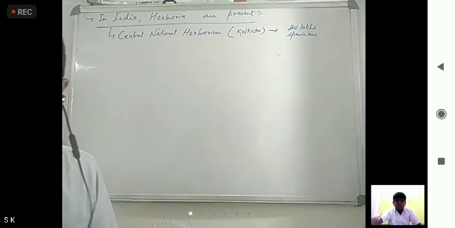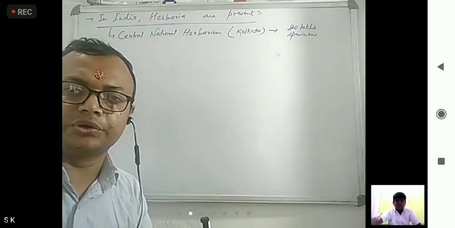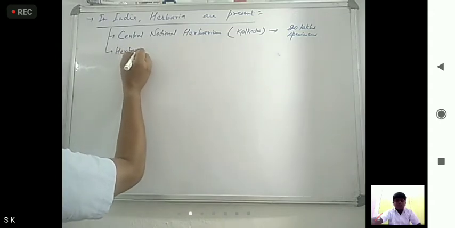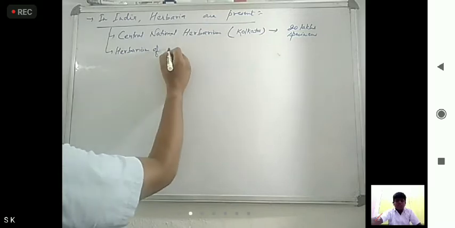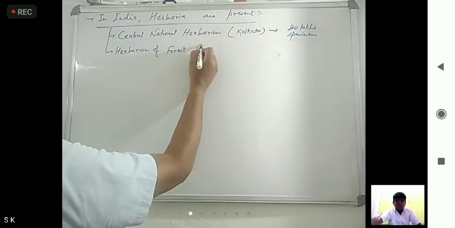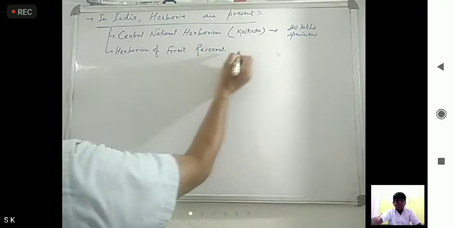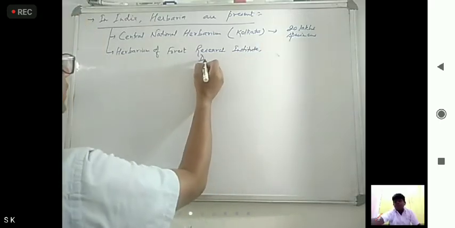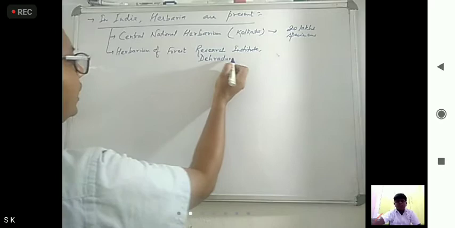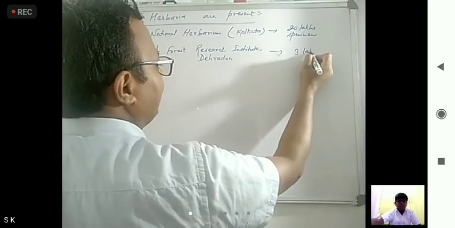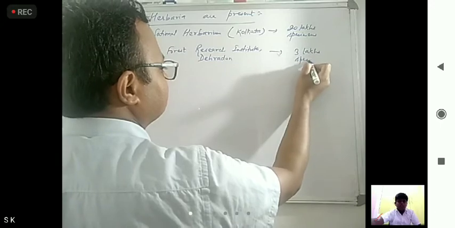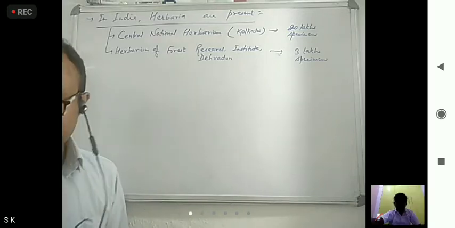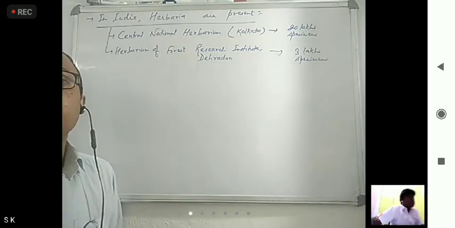Okay, next is the Herbarium of the Forest Research Institute, which is present in Dehradun. And it contains 3 lakh specimens. 3 lakh specimens. Okay. Next is the Southern Circle Herbarium, Coimbatore.